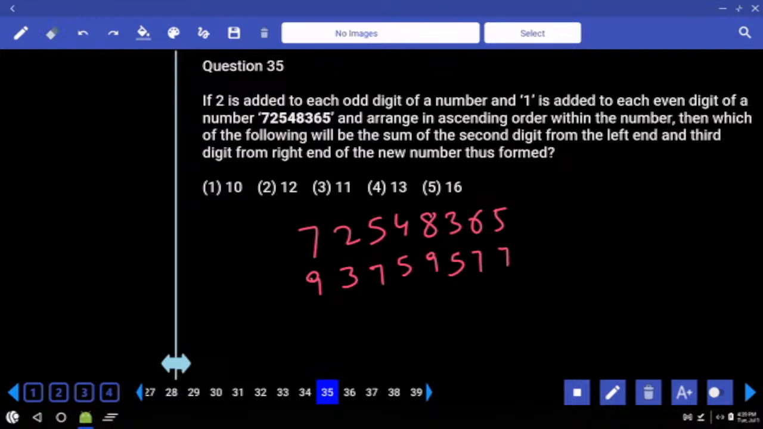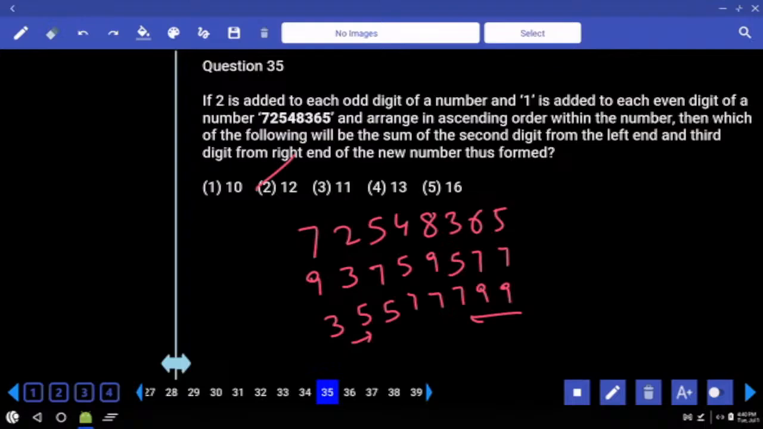Then 1 is added to each even digit of the number, and arrange in ascending order within the number. Clear? Arrange them in ascending order. What is the order we have? 3, 5, 5, 7, 7, 7, 9 and 9. Then what will be the sum of the second digit from the left, which is 5, and the third from the right, which is 7? 5 plus 7, 12, choice 2, question 35.